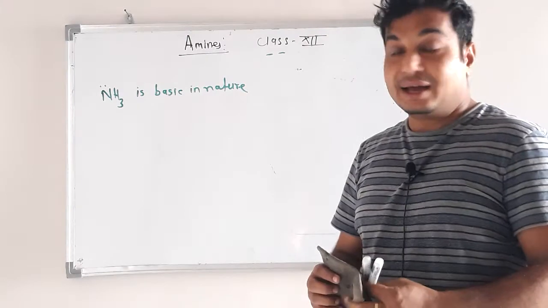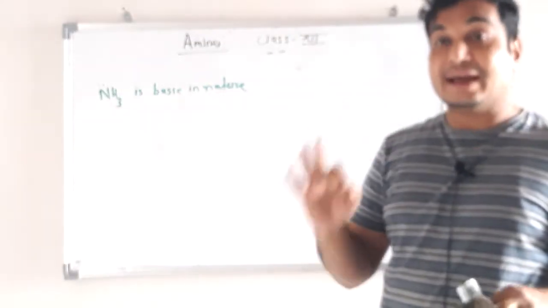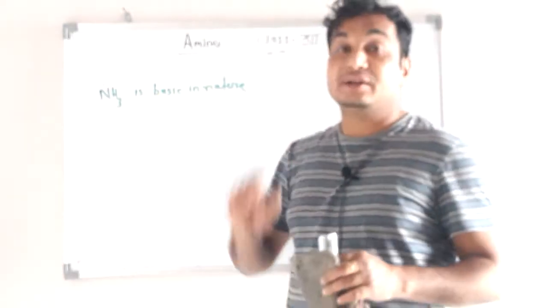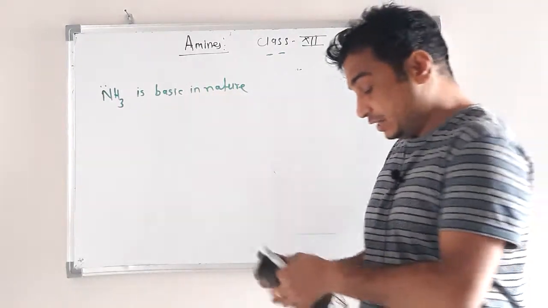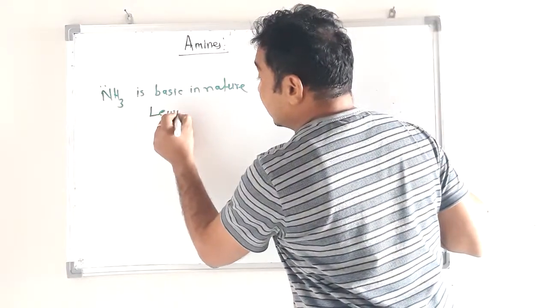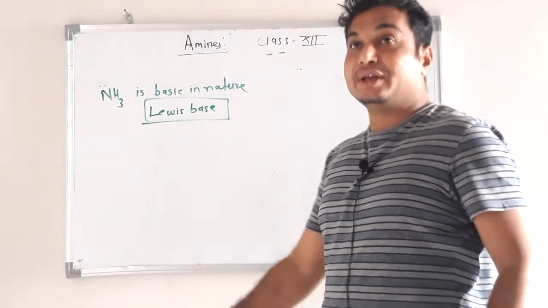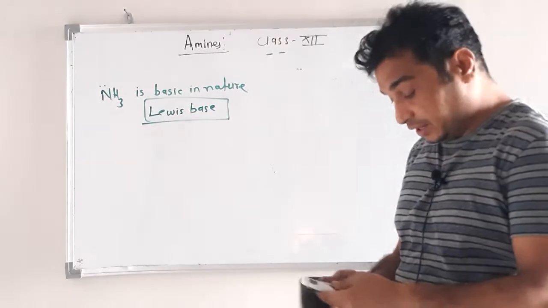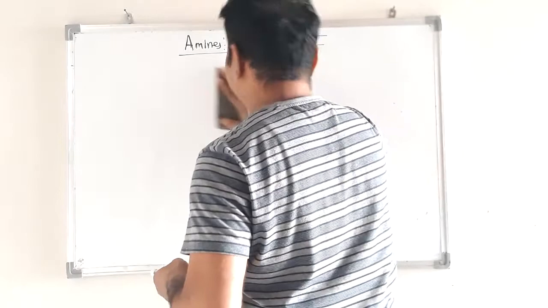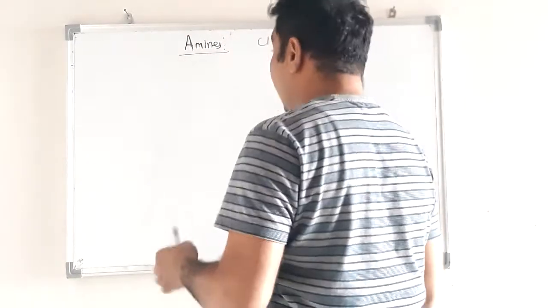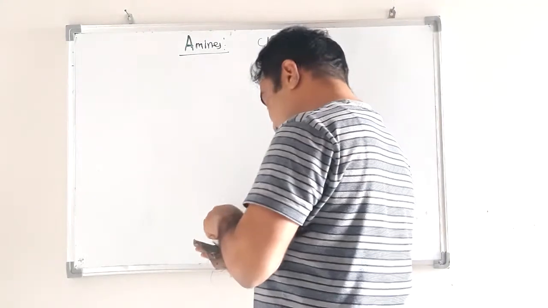So in ammonia, nitrogen contains one lone pair of electrons and it has a tendency to donate this electron pair. So that's why it is basic in nature, called a Lewis base. So ammonia is a Lewis base or basic in nature. Now, what are amines? That is very important. Our topic of discussion is amines. Now again, ammonia.